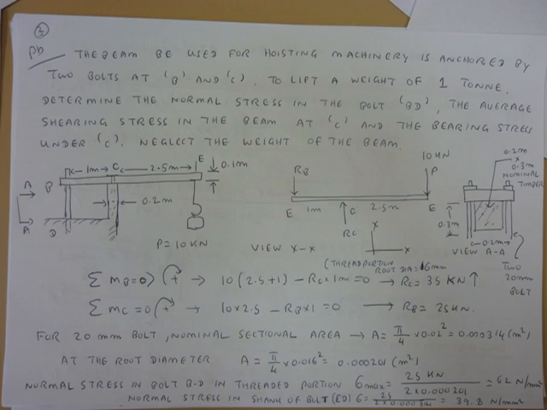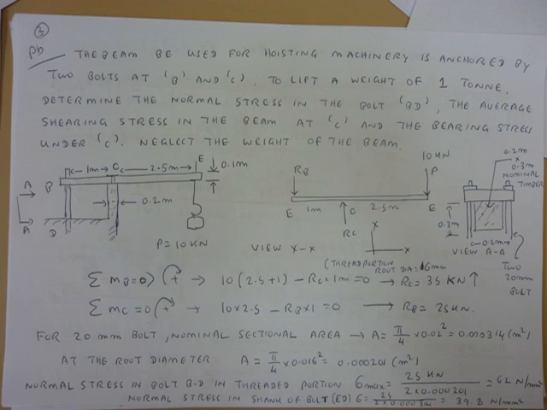Firstly, we have to calculate the reactions. You see the lever shape in the front view. We take the moment center at B. In this case, clockwise moments are positive. Taking the moment center at B, we calculate 10 kilonewton multiplied by the distance between the force at point E and point B, which is 2.5 meter plus 1 meter.